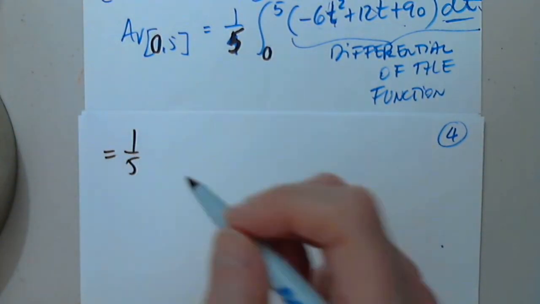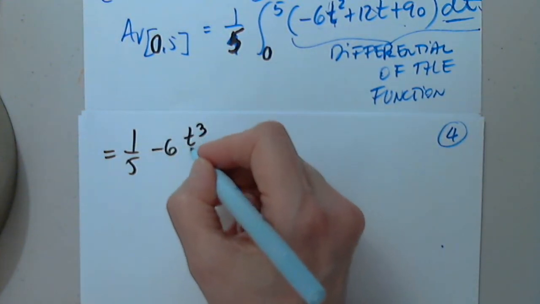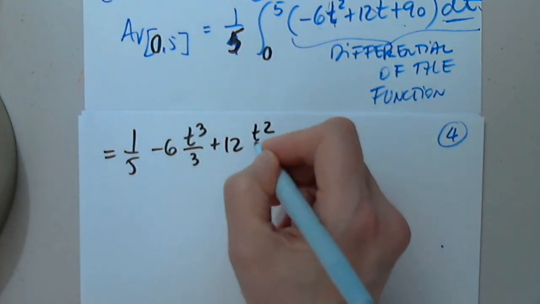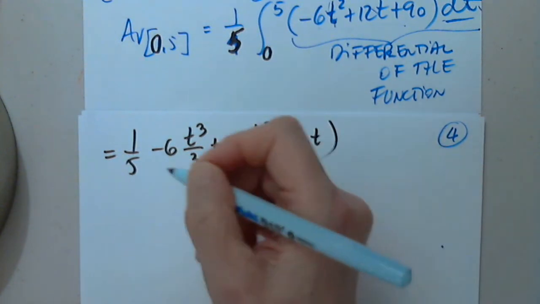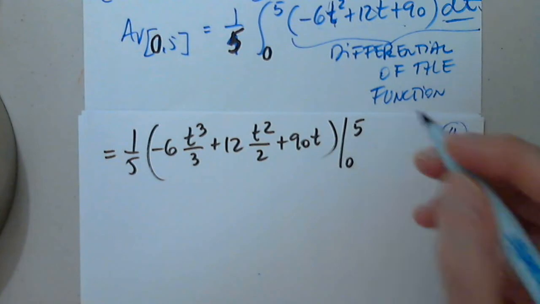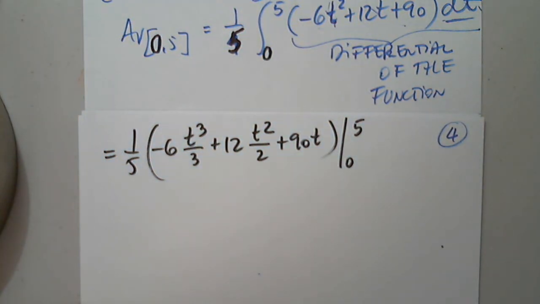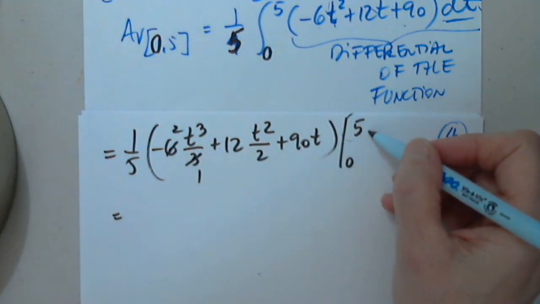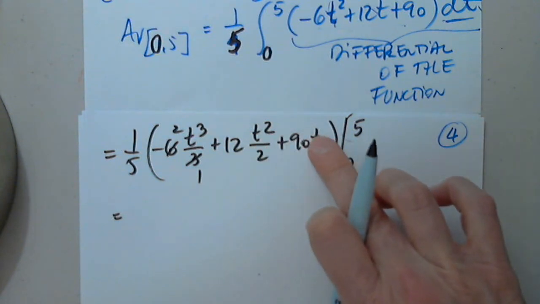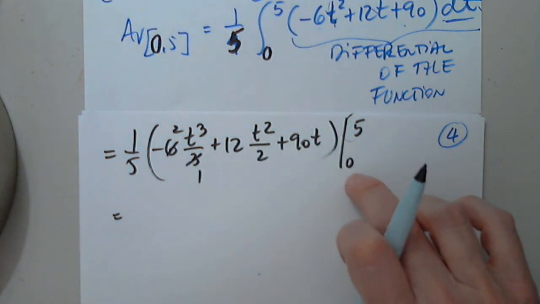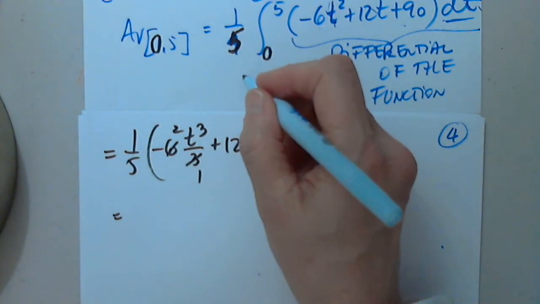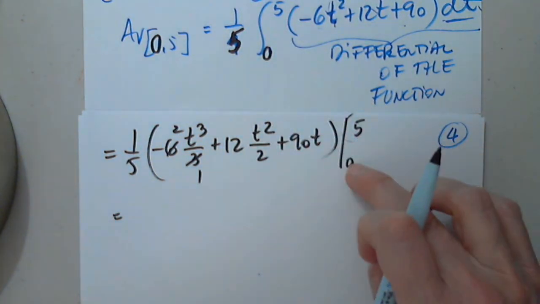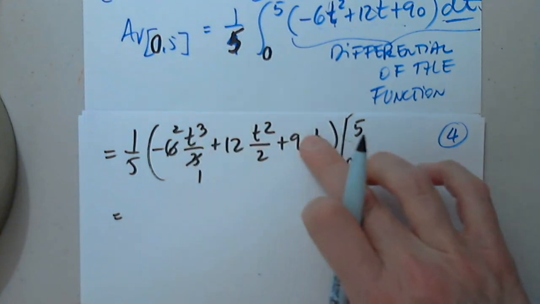Okay, so negative 6 t to the third over 3 plus 12 t squared over 2 plus 90 t. Of course, from 0 to 5. Perfect. So now I'll simplify. Luckily, I only have to plug in 5 because these are all polynomials, so when I plug in 0, I get 0. But if you have e to the x, you cannot assume e to 0 is 1, so be careful. This is happening because this is a polynomial.